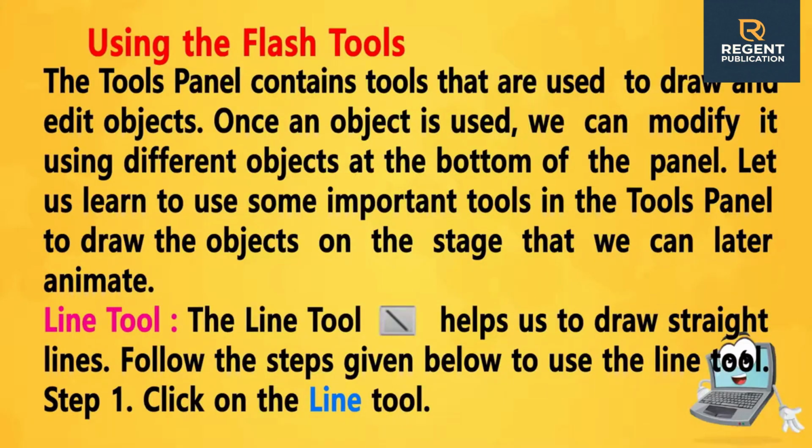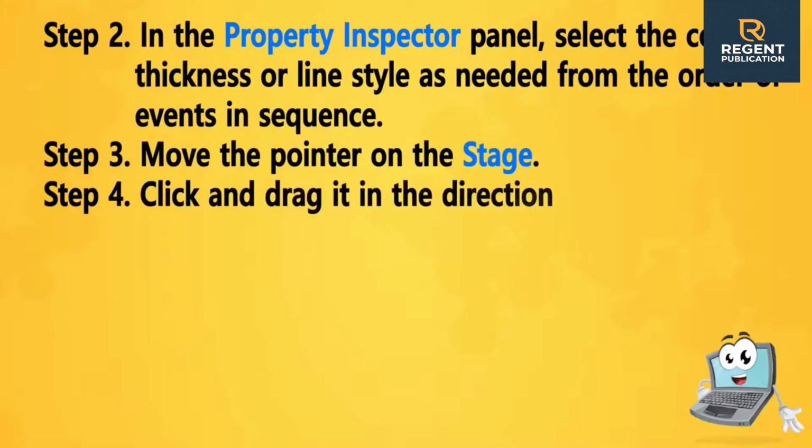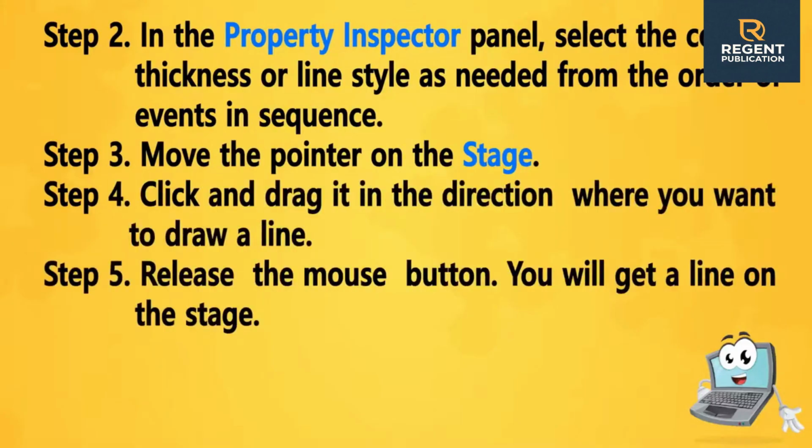Step 1. Click on the line tool. Step 2. In the Property Inspector panel, select the color, thickness or line style as needed. Step 3. Move the pointer on the stage. Step 4. Click and drag it in the direction where you want to draw a line. Step 5. Release the mouse button. You will get a line on the stage.